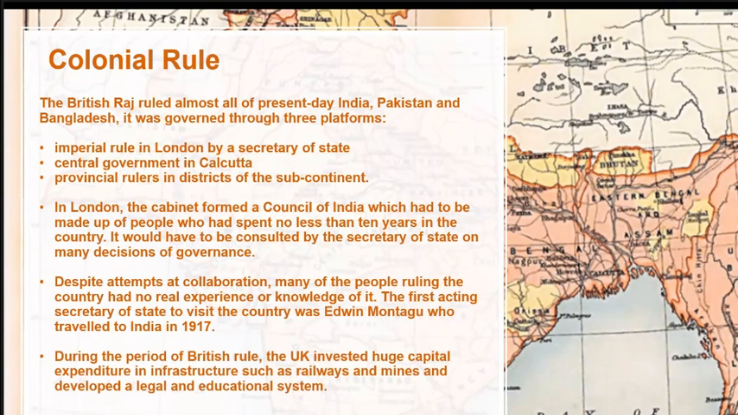So during the period of British rule, the UK invested huge capital expenditure in infrastructure, such as railways and mines, and developed a legal and educational system, which is still there. You can see the influences of the empire very much in India, Pakistan, and Bangladesh. But it also drained India of its revenue, and that was to pay for the empire's army.